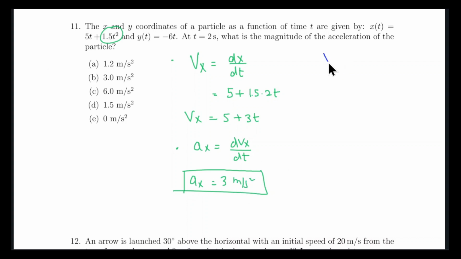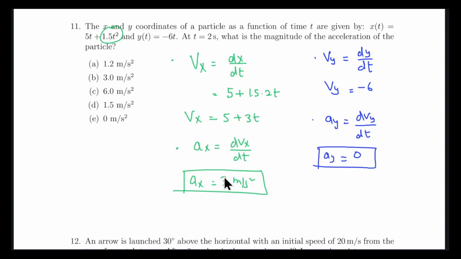What about the y direction? So vy will be dy over dt. What is the derivative of negative 60? That's just negative 6. And what is the derivative of negative 6? Isn't that just 0? Because the derivative of a constant is 0. So there is no acceleration in the y direction. The answer is just 3. The time is irrelevant because my acceleration is a constant, so it doesn't matter at what time you ask. It's always going to be 3.